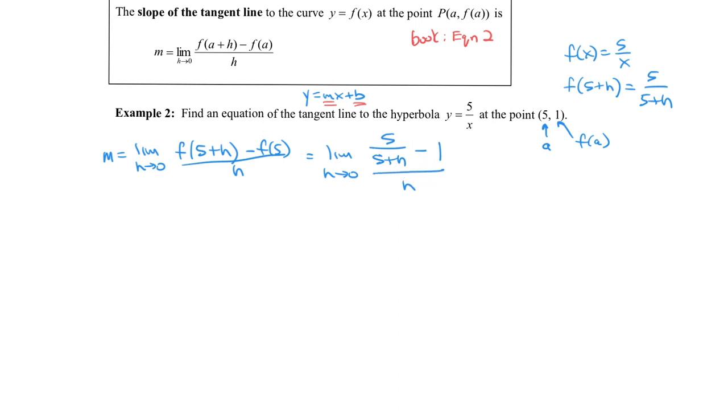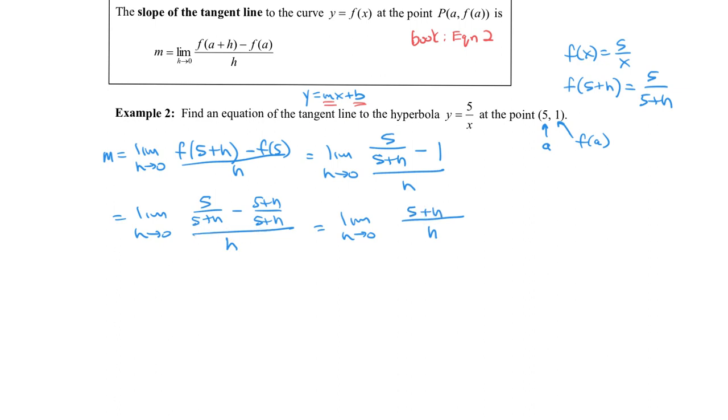it will have a common denominator, right? So if we do this, we could say, all right, this is equal to the limit as h approaches 0 of 5 over 5 plus h minus 5 plus h over 5 plus h all over h. Right? This is equal to 1, but it has a common denominator. So now we can just keep that common denominator. So this is the limit as h approaches 0. We've got h over here, and now we've got a common denominator of 5 plus h.